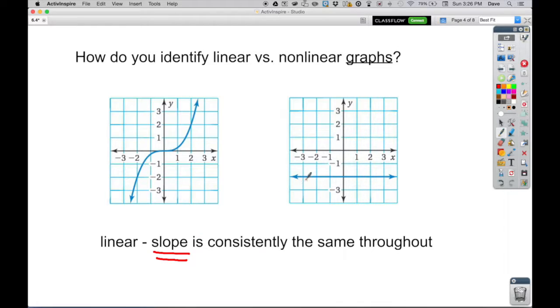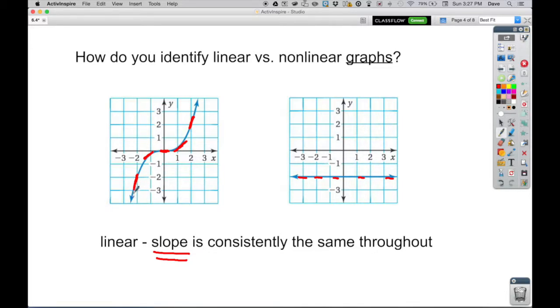Like this one, no matter where I look on here, I have a slope of 0. Over here, over here, over here. The slope is consistently 0 throughout the entire line. But if I look at this one, which is obviously nonlinear, here the slope is 0. But then here, it looks like the slope goes up to 1. As the line gets steeper, the slope increases. This might be a slope of 3 or 4. If I go down this way, this looks like also a slope of 1. Down here, a more steep slope like 3 or 4.